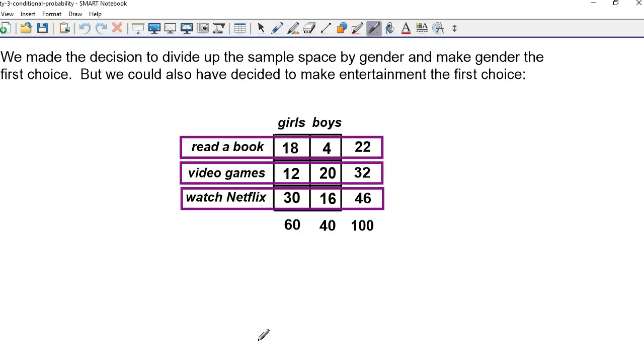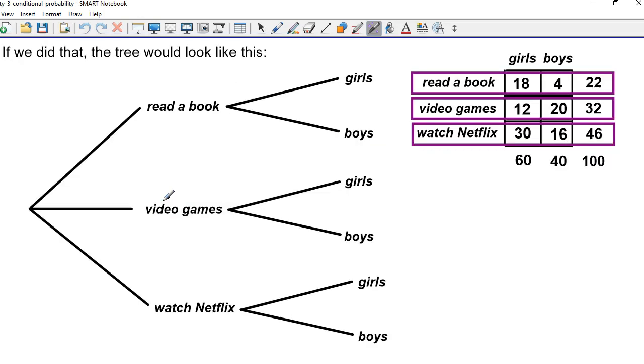So we made the decision to divide up the sample space by gender and make gender the first choice, but that was completely arbitrary. We could also have decided to make entertainment the first choice, and we could have partitioned the sample space based on entertainment choice. Then we would have 3 choices in the first part of the tree, and depending on what entertainment choice was made, you could then say, now do we have a girl or a boy, and so on. The tree would look like this.